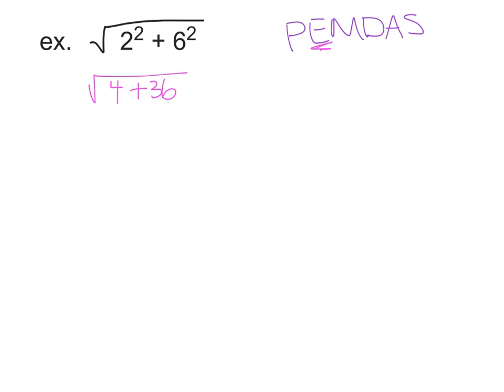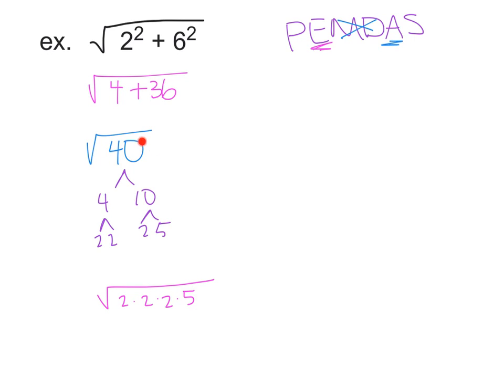Okay, next step. Let's take a look. I don't have any multiplication here, but I have some addition. That would come next. So the addition now gives me the square root of 40. Okay, now I'm ready to go ahead and tackle the square root. So you may want to pause here and see if you can finish the problem.